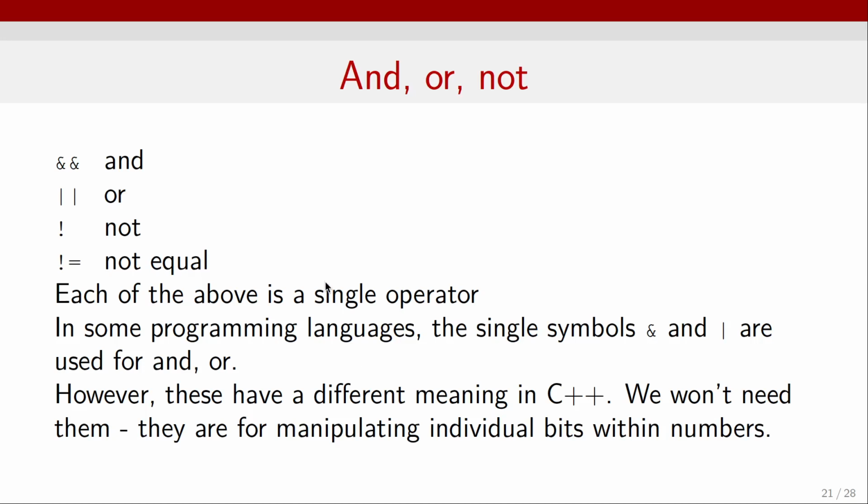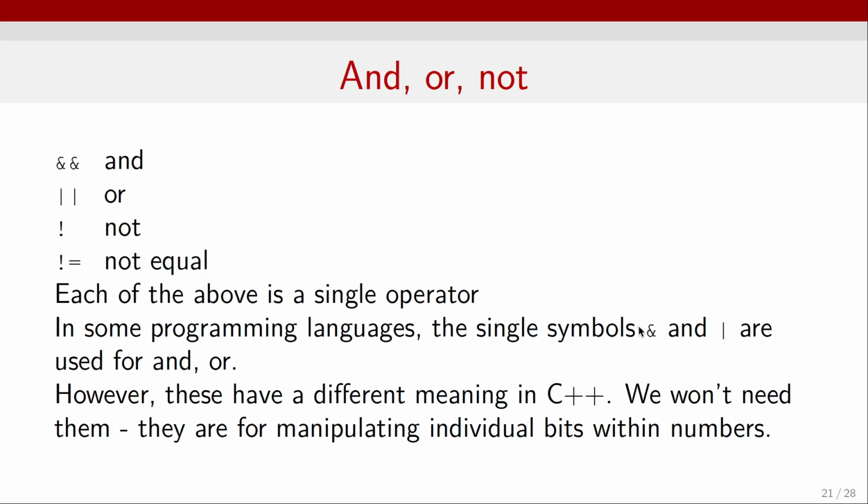Some other operators that can be used to combine different statements are this ampersand, this AND operator, this is the OR operator, and then this exclamation mark can be used to denote the NOT operator, and exclamation mark followed by equals means not equal. So each of those is a single operator.